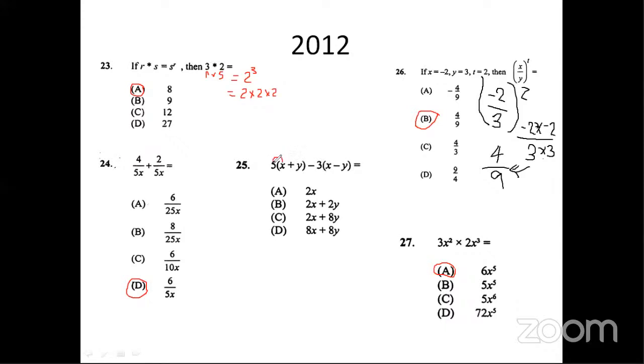So 5 multiplied by x gives us 5x, plus 5 multiplied by y, plus 5y. Jumping over to the next side, we have -3 minus 3x. Then plus 3y. And then our -3 times our negative y. Negative times negative gives us positive, so we have a positive 3y.